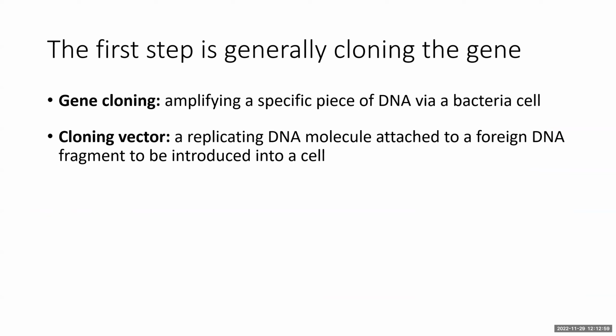Cloning is amplifying specific pieces of DNA in bacterial cells. So basically what we mean is we need to make millions of copies of identical things because we need a ton of DNA if we're hoping some of it will happen to get into the cells. This usually involves something called a cloning vector. That's a replicating DNA molecule attached to a foreign DNA fragment that we're going to put in the cell. So something that helps the bacteria make a lot of copies really quickly. We already talked about this idea that bacteria have plasmids or extra chromosomes that aren't part of their genomes. So that's what we can use most of the time for cloning.